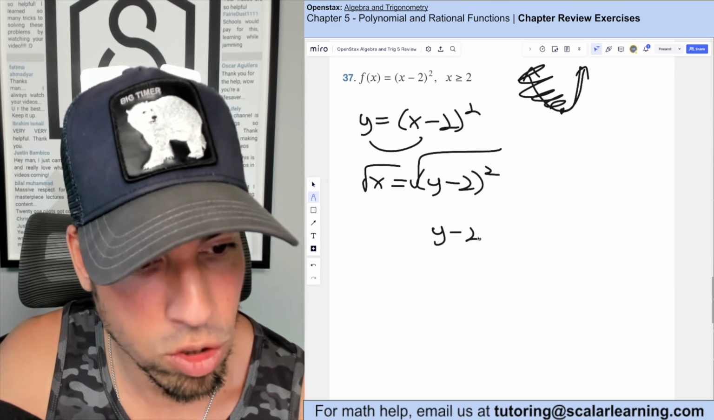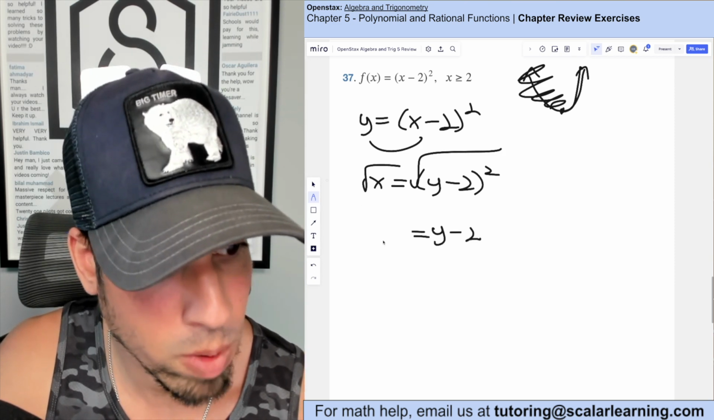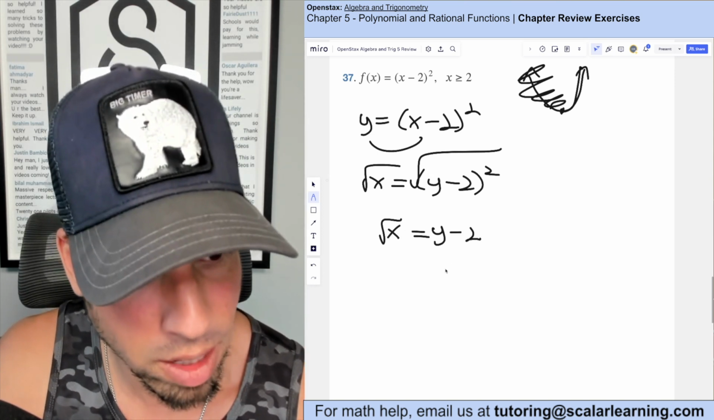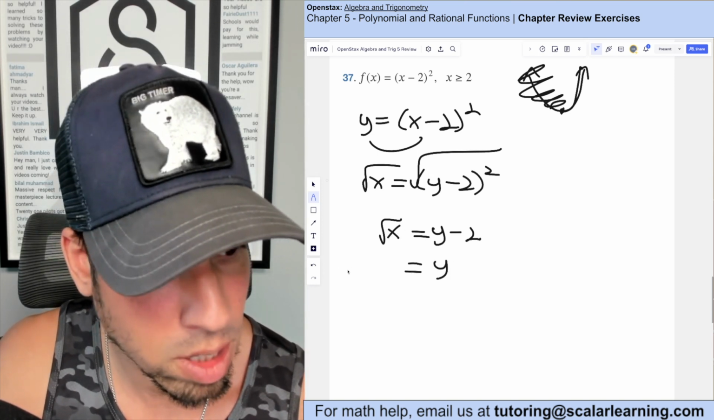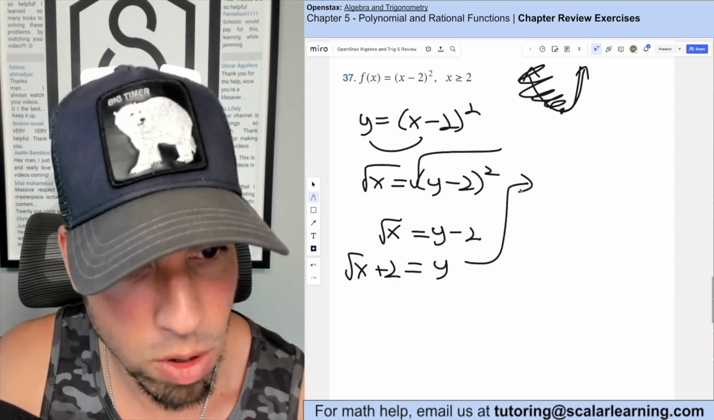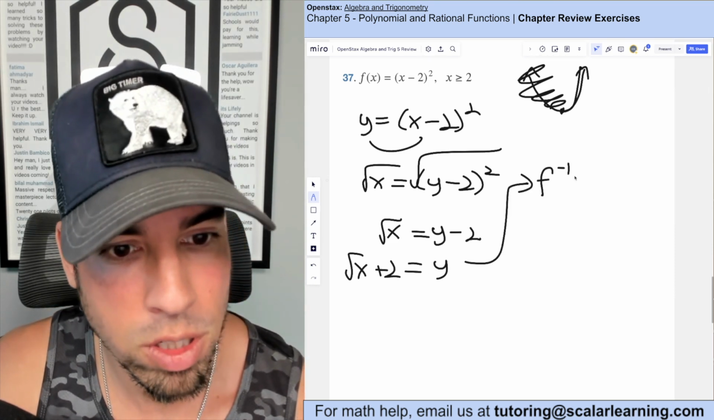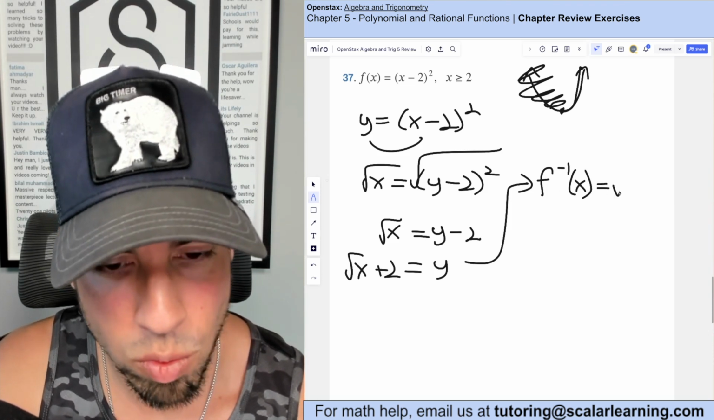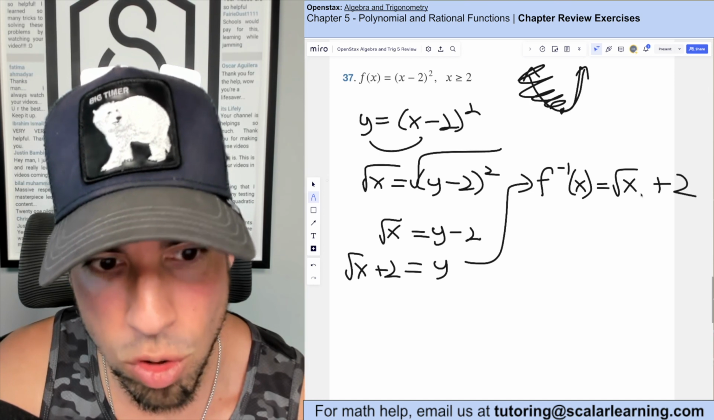So I get y minus 2 equals plus or minus radical x. But as I mentioned, we're only taking the positive side, so we just get radical x. And then we're going to add 2 to both sides, so radical x plus 2. And now if we want to put it in that nice function format, f inverse of x is equal to radical x plus 2.